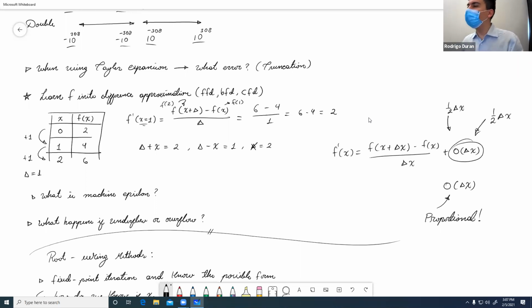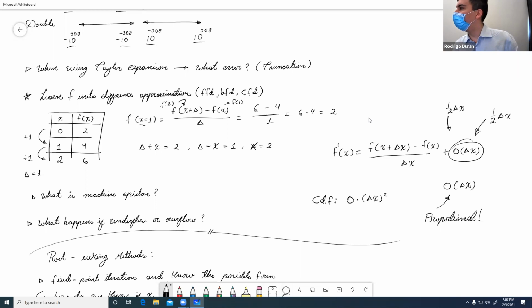It's different for central finite difference, because in central finite difference the error is actually proportional to delta x squared. So if I were to reduce my delta x by half, I actually reduce my error by 1/4, because 1/2 squared is 1/4.